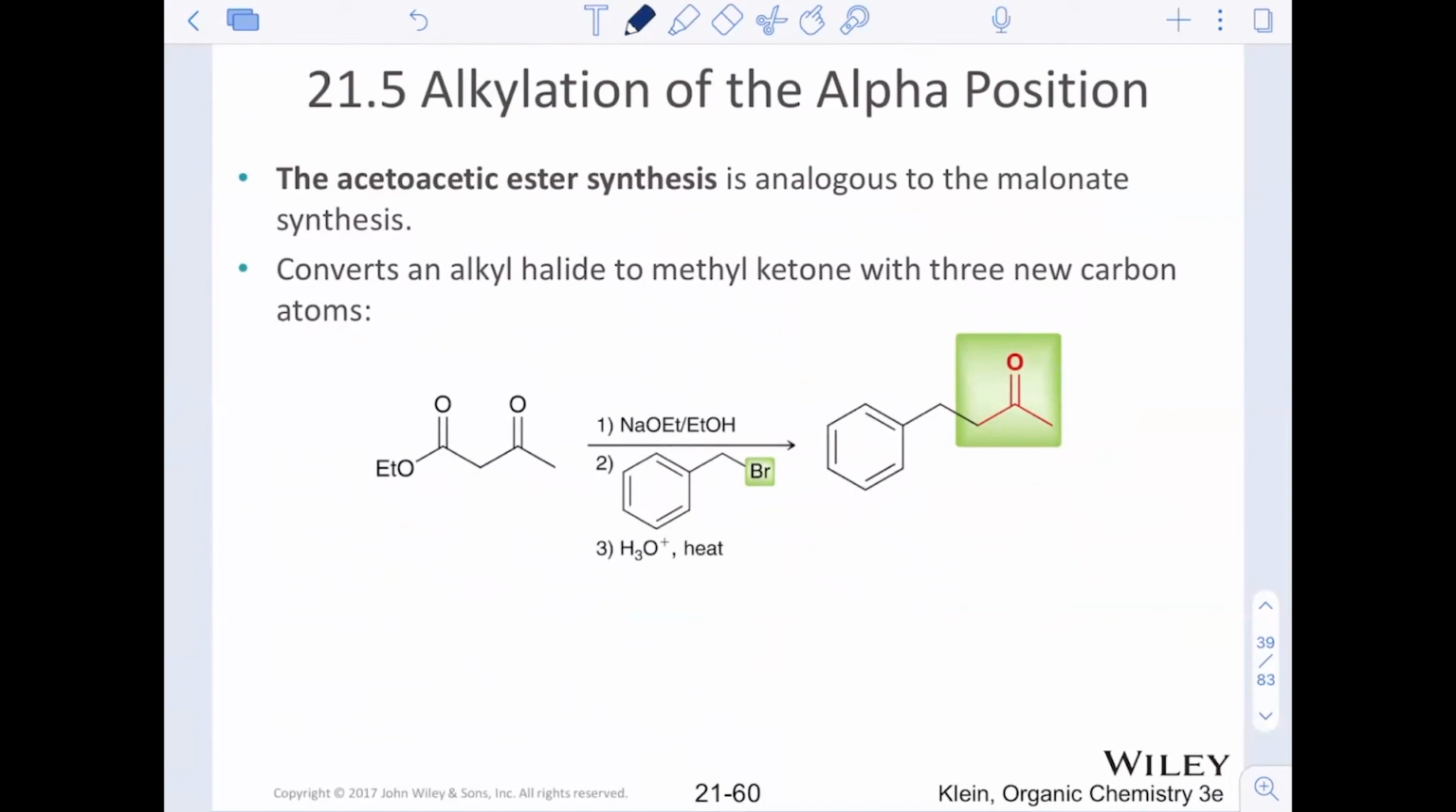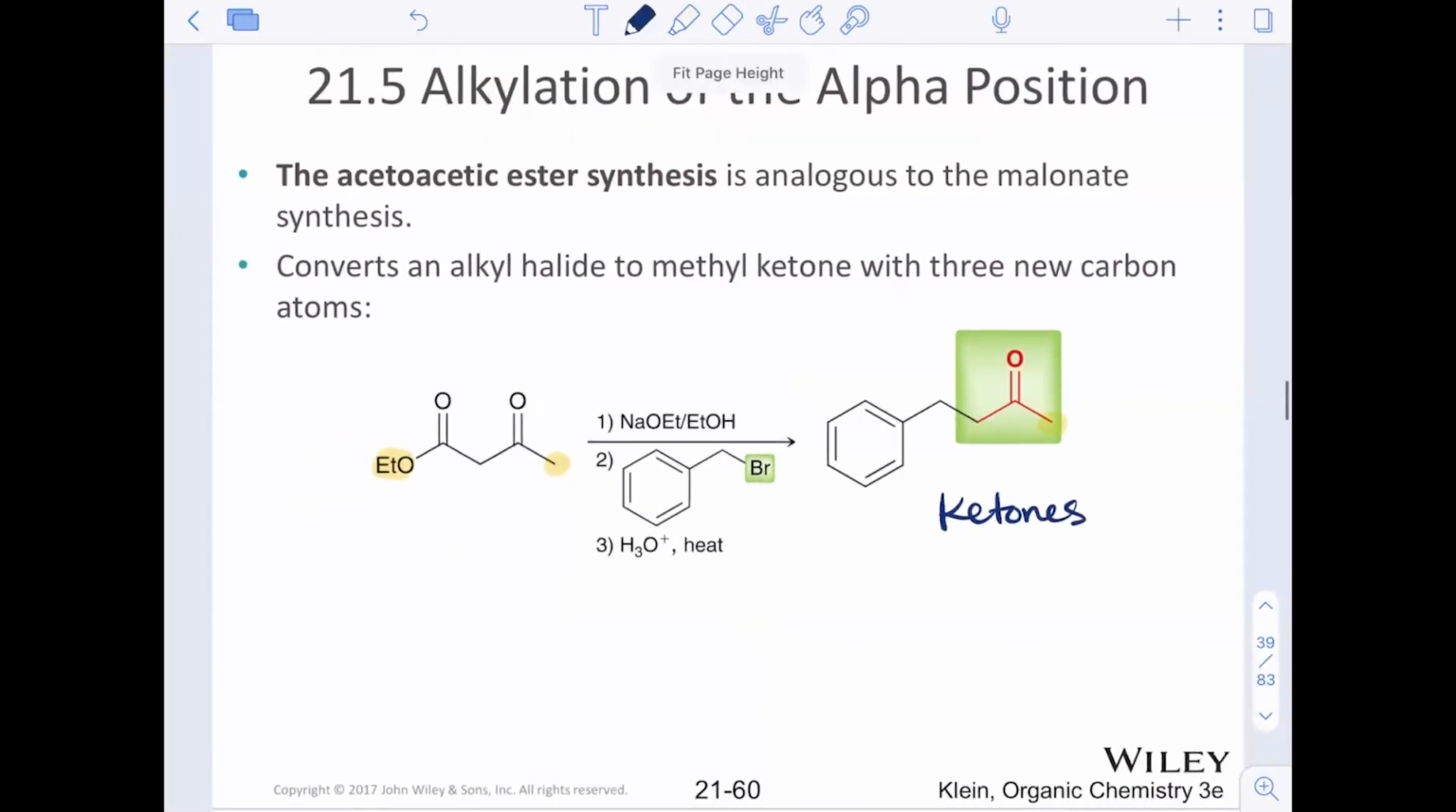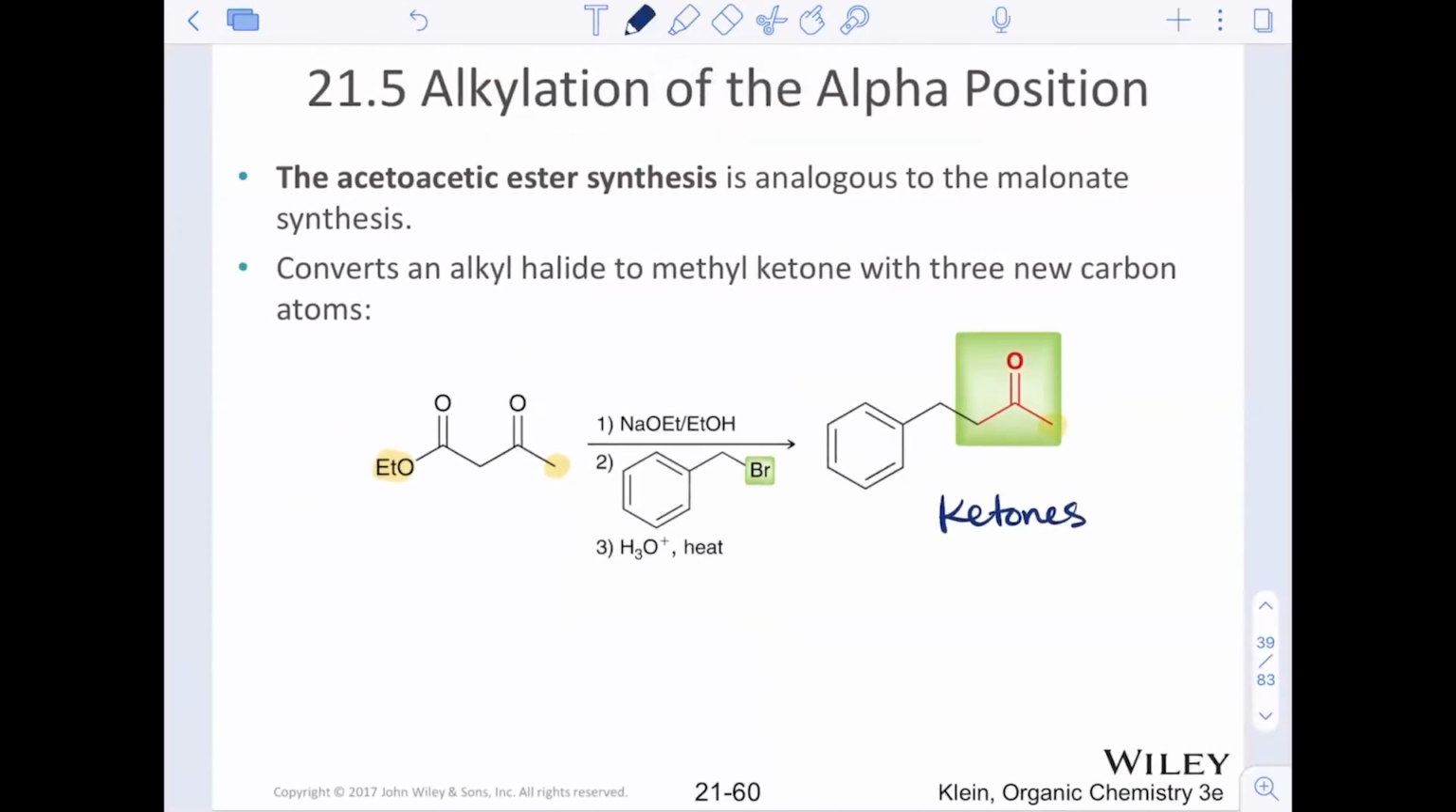The acetoacetic ester synthesis is the exact same thing. The only difference is we are using a beta keto ester. One side is an ester, one side is a ketone. So at the end of the day, when we decarboxylate, we make ketones instead of carboxylic acids. Same exact reaction.